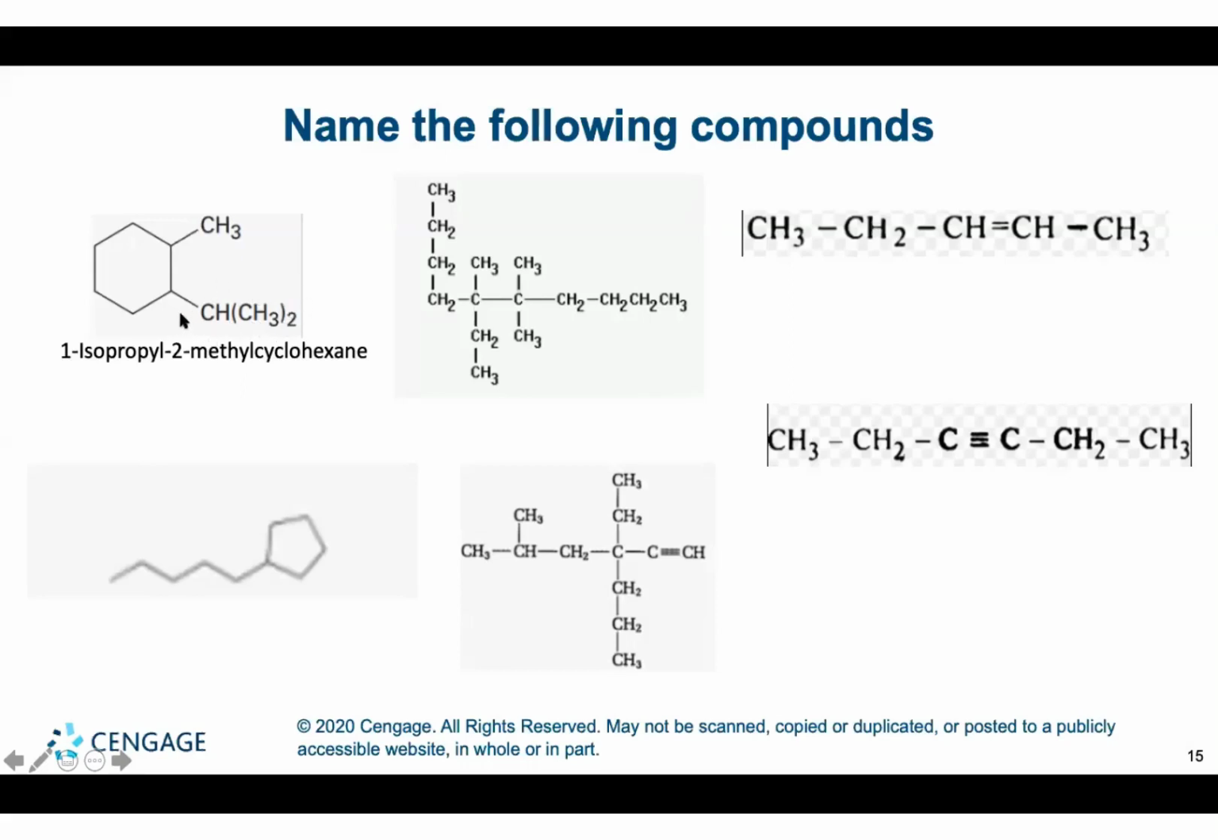So we start one here, two, and we should start from the side that we reach the branch sooner. So we start from the side that basically has a lower alphabetical order. I is lower than M, right? So it's going to be 1-isopropyl-2-methylcyclohexane.